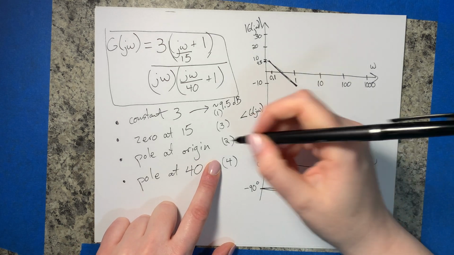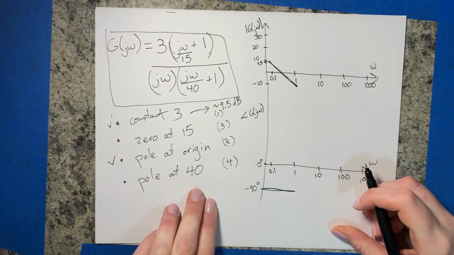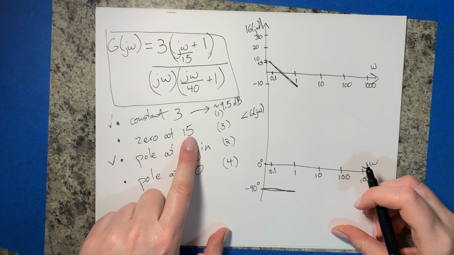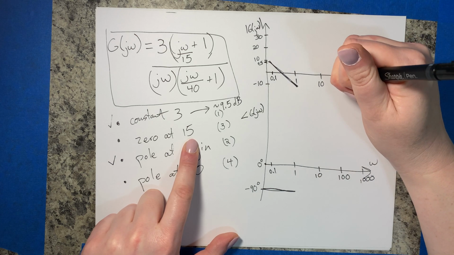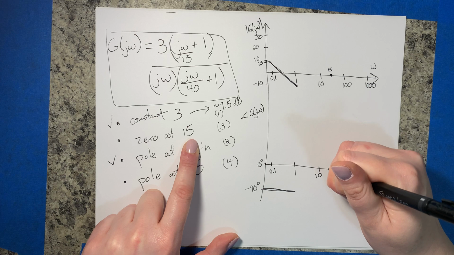Okay, so now we've taken care of the constant at 3, the pole at the origin. Our next item is the 0 at 15. So I'm going to go ahead and mark that 15 right here. And right here.